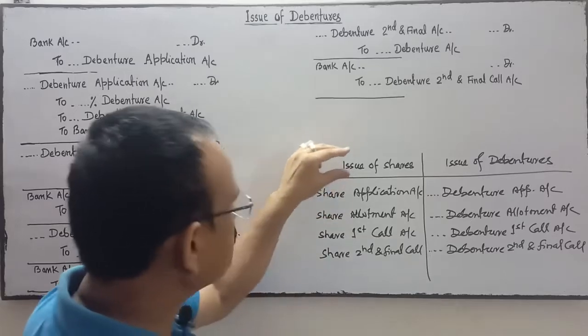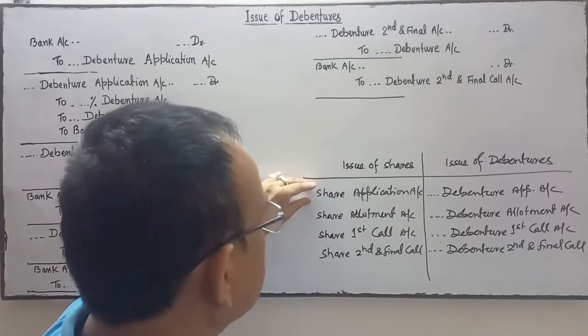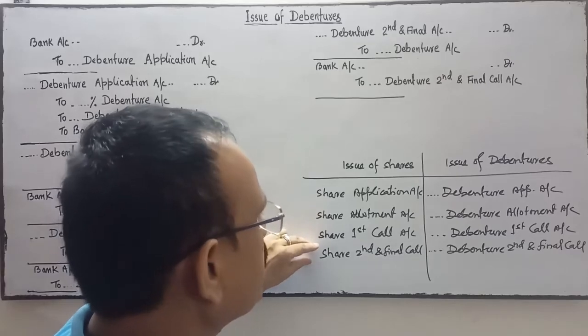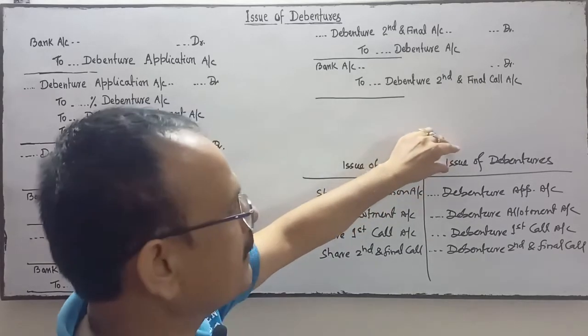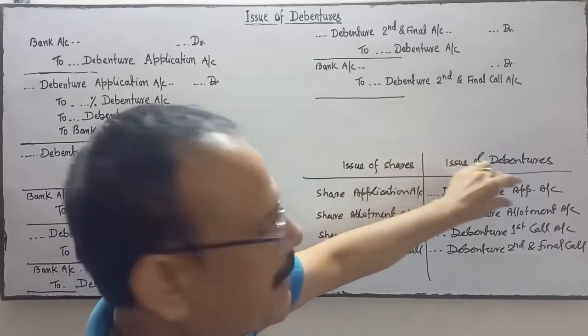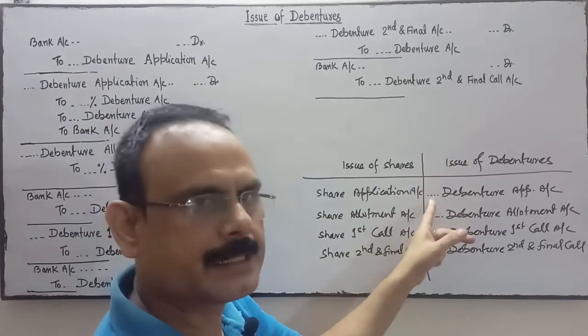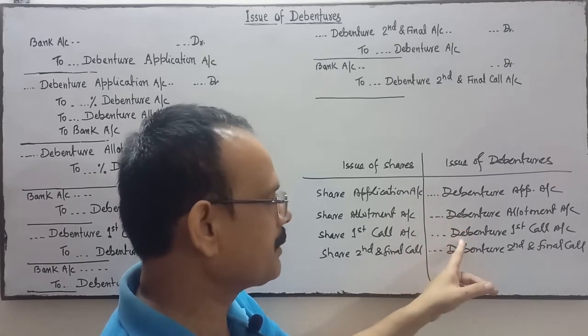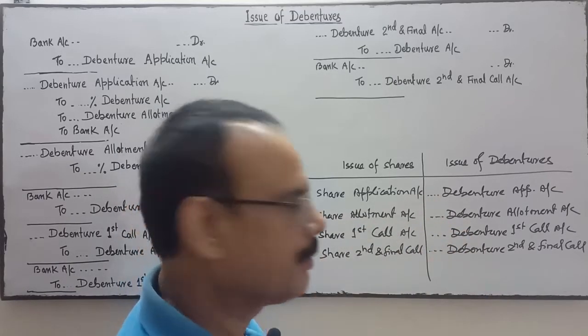So at the time of issue of share, we use the words share application, share allotment, share first call, share second and final call. At the time of issue of debenture, the same things will be replaced by debenture application, where the interest rate will be prefixed, debenture allotment, debenture first call, debenture second and final call.